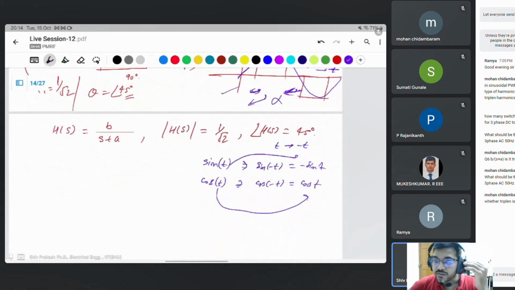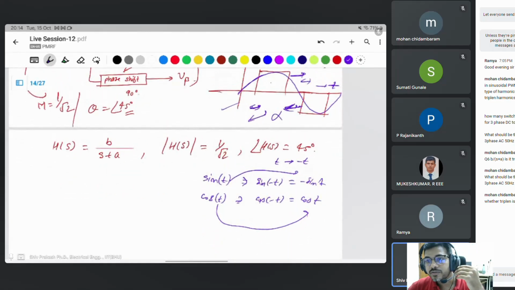Okay. Next question is about same switches. Both are usually the same switches. This was space vector and sinusoidal PWM. Switches depend on the phases, not the technique of modulation.